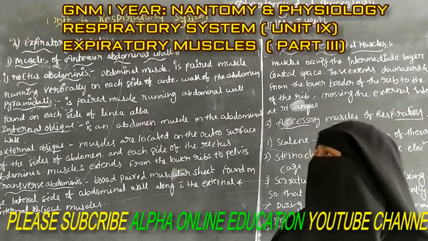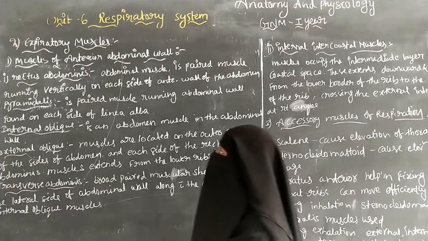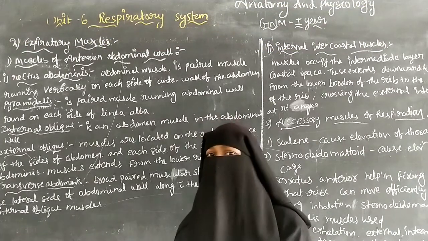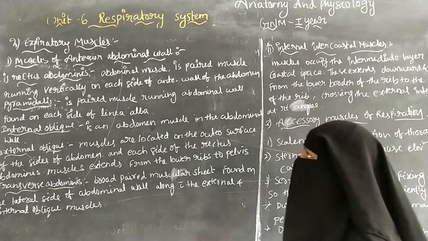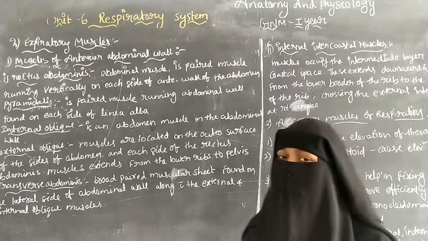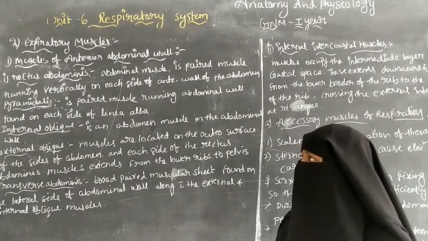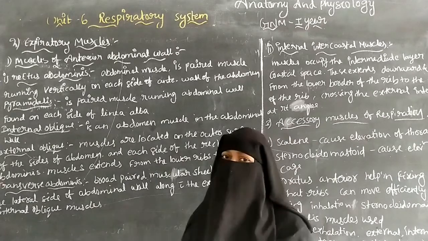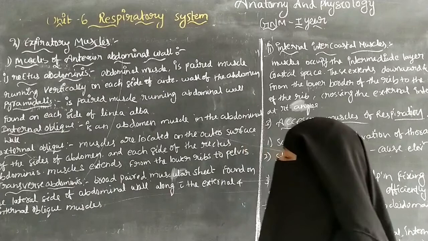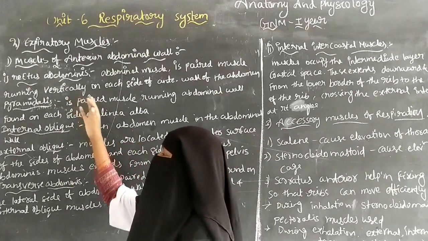Today I am going to discuss the anatomy and physiology for the GNM first year. Unit 6, the respiratory system. In the last class we saw the inspiratory muscles. The muscles involved in the respiratory system are the inspiratory muscles and the expiratory muscles. Last class we saw the inspiratory muscles, so today we are going to discuss the expiratory muscles.